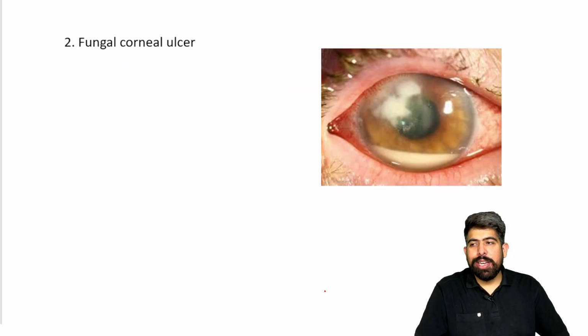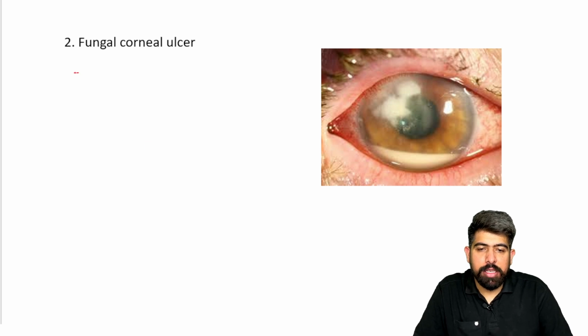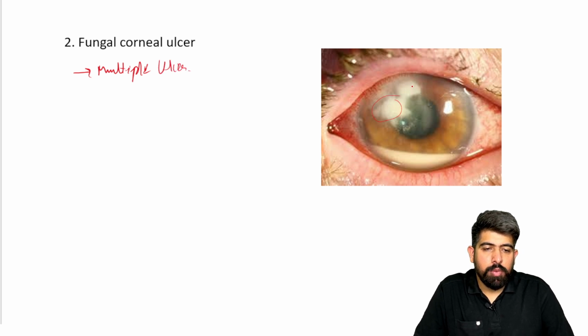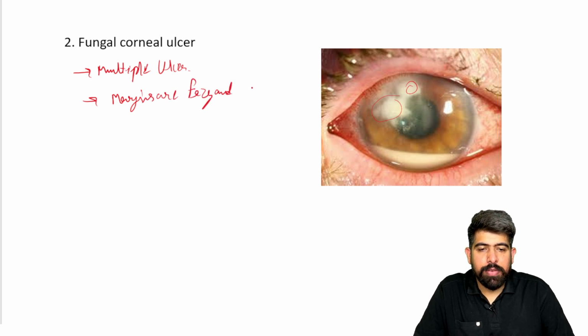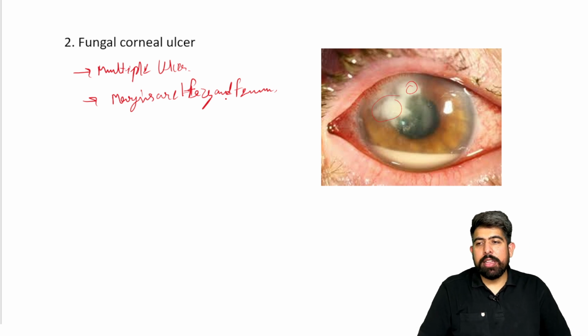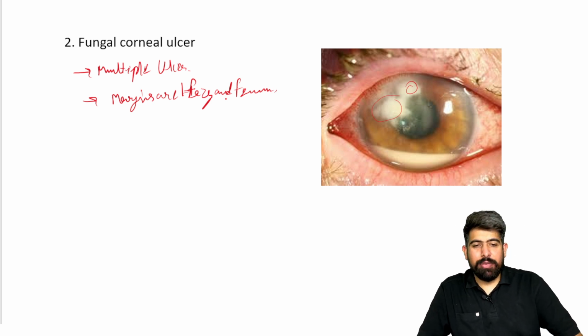Now talking about the fungal ulcer, you can see the fungal ulcer has multiple ulcers. One ulcer will be here, one ulcer will be here, right? So multiple ulcers, and the margins are hazy and feathery, so you cannot identify the margin particularly.